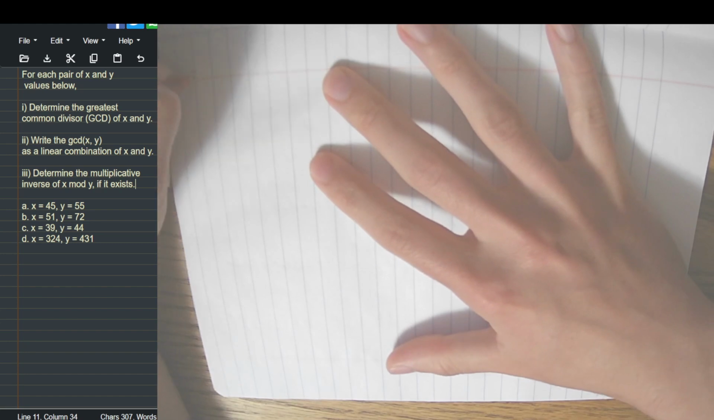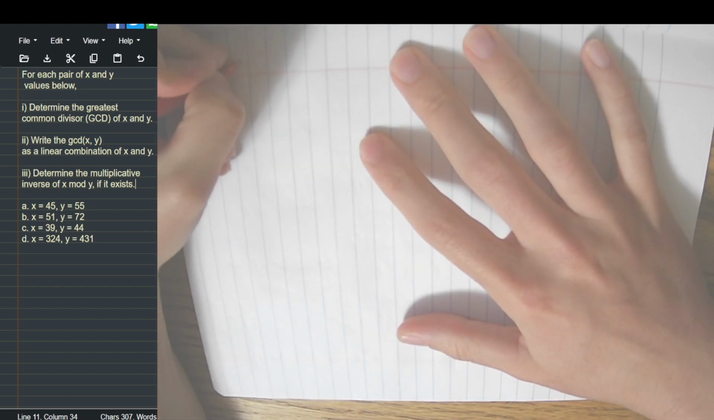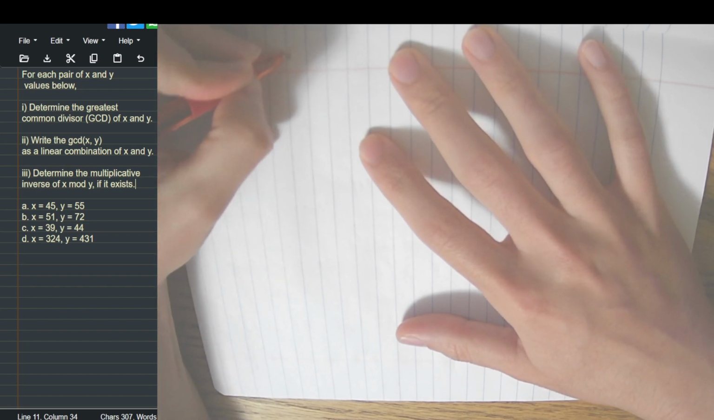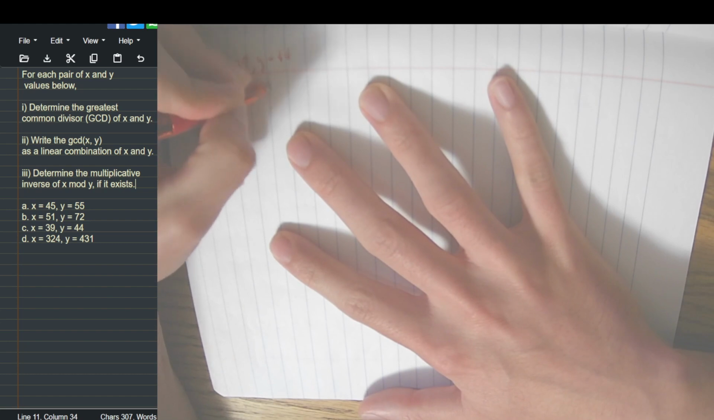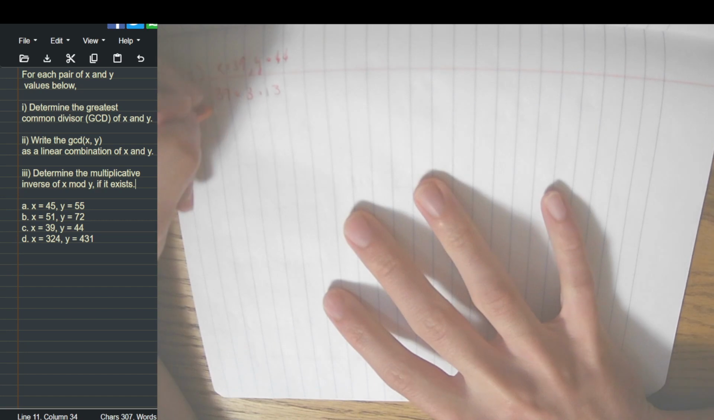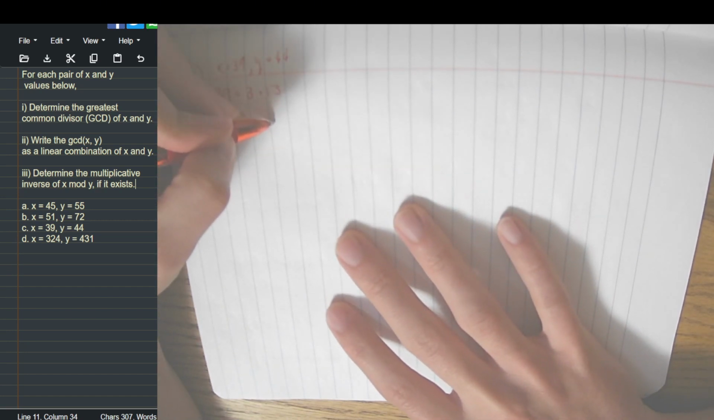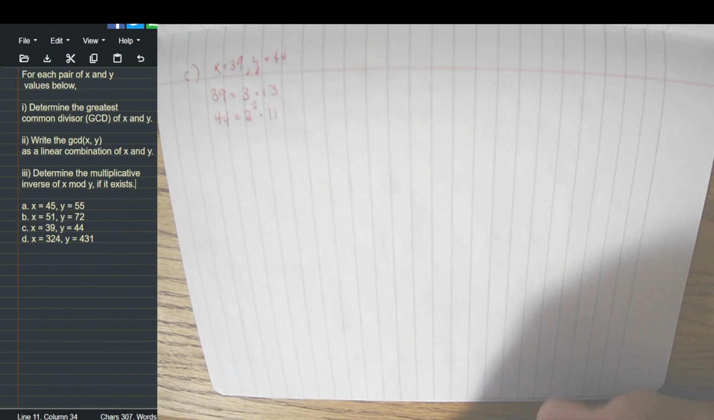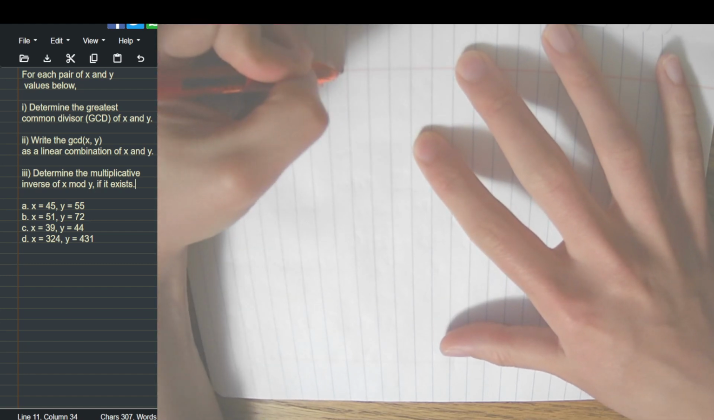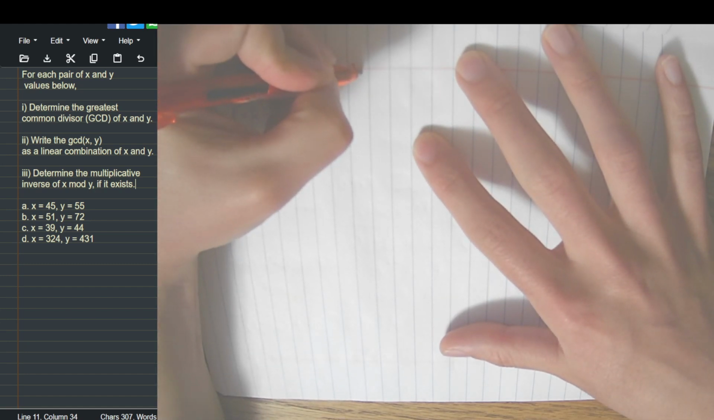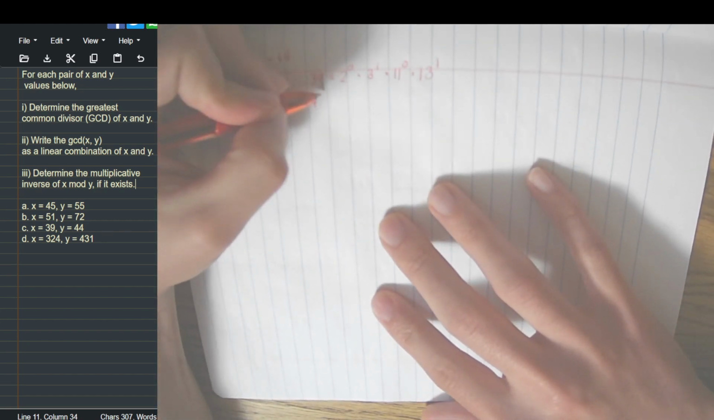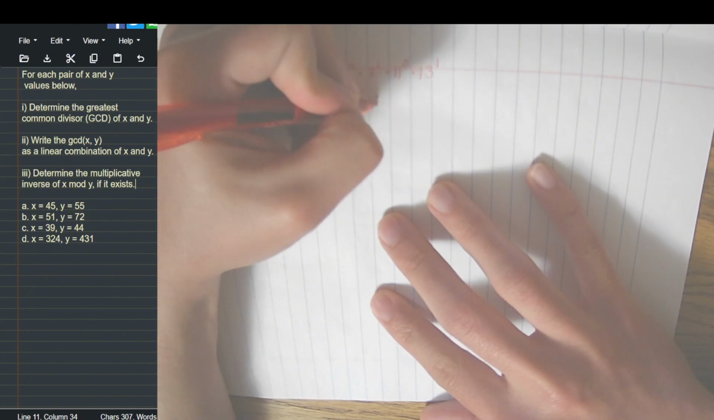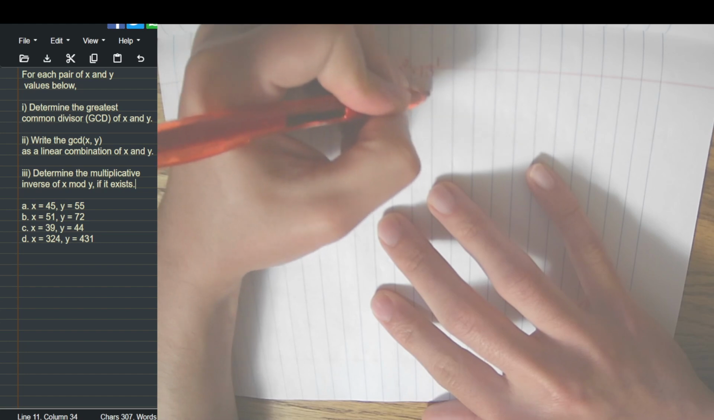So let's move on to this one, C, where x is equal to 39 and y is equal to 44. Let's write this in the prime factorization. So 39 is equal to 3 times 13, and those are both primes. 44 is going to be equal to 11 times 4, but 4 can be factored to 2 squared times 11. So that's our prime factorization. Now we can pair these up. 39 is equal to 2 to the 0 times 3 to the 1 times 11 to the 0 times 13 to the 1. And 44 is equal to 2 squared times 3 to the power of 0 times 11 to the power of 1 times 13 to the power of 0.